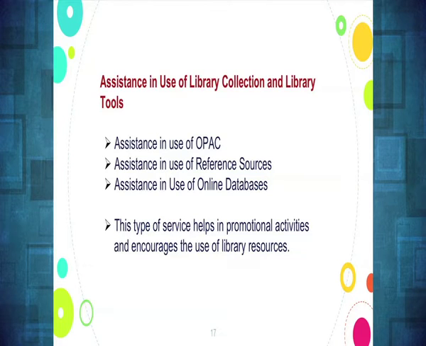Another type of responsive service is assistance in the use of library collection and library tools, because there are many users who do not understand how to use the library resources, how to use the online public access catalog, how to use the various reference sources. So, assistance in the use of OPAC, assistance in the use of reference sources, and assistance in the use of online databases fall under this category of assistance in the use of library collection and tools.